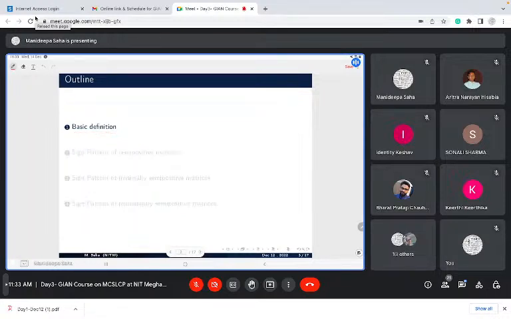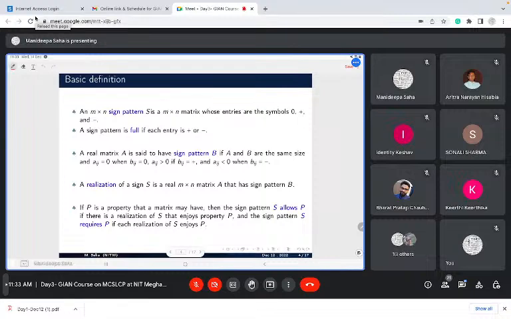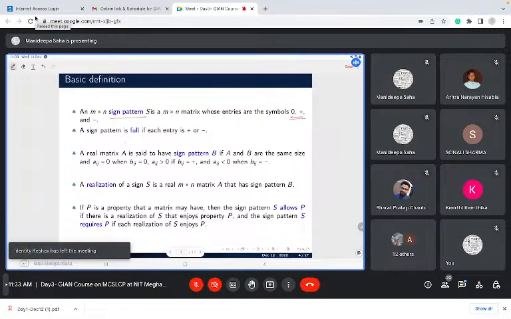So let us see what a sign pattern means. An M cross N sign pattern is an M cross N matrix whose entries are symbols, not numbers. The symbols can be 0, positive, or negative. And we say that a sign pattern is full if each entry is either positive or negative, so it cannot have a zero symbol in that particular matrix. Then we call it a full sign pattern.